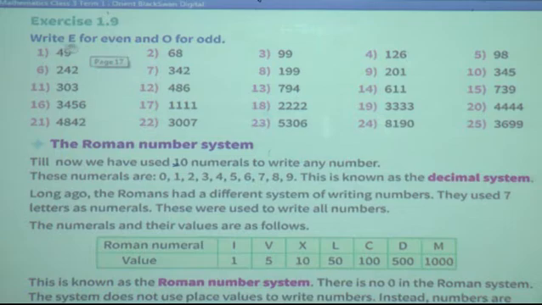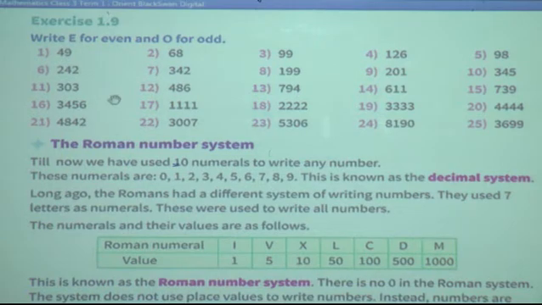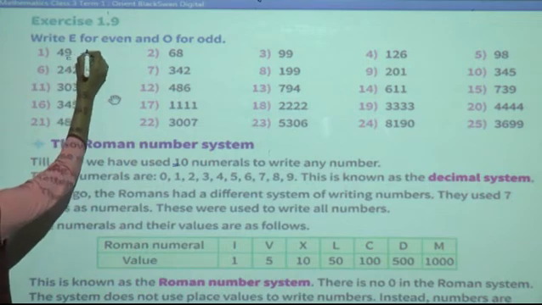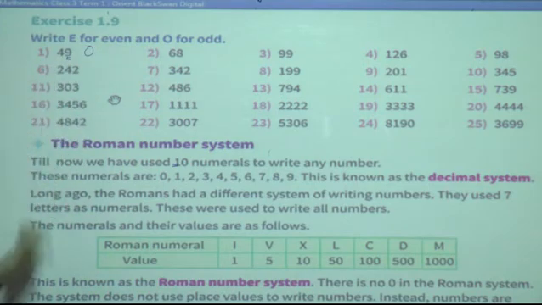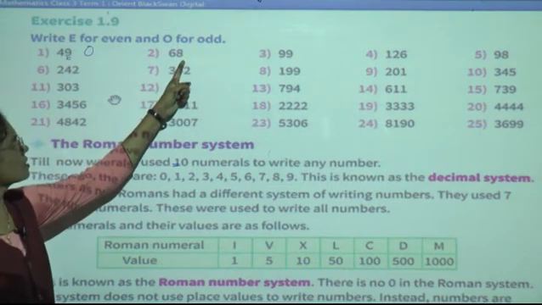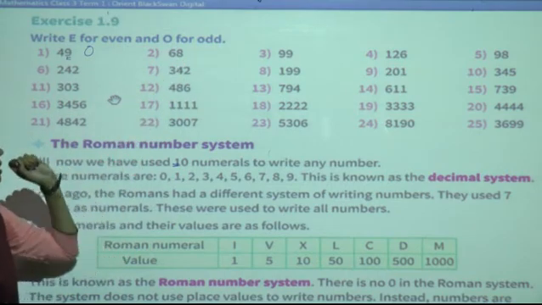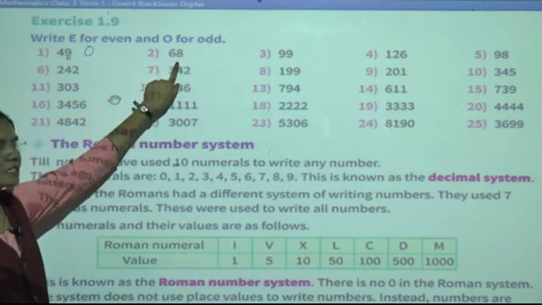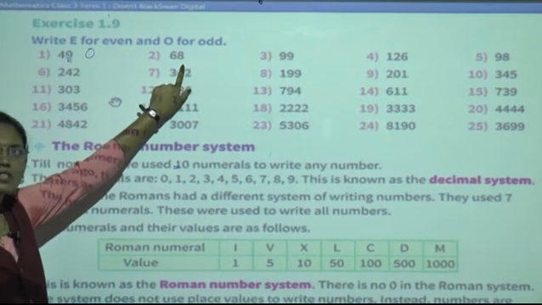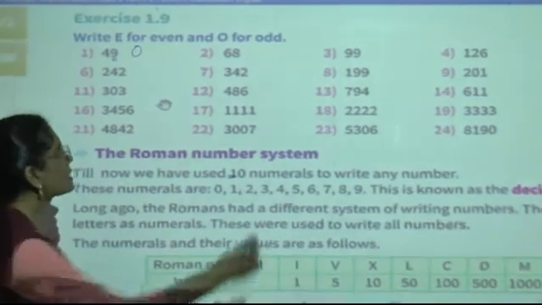Yes, see this 49. In 49, see the last digit at the ones place, which number is there? 9 is there. Yes, so 9 is an odd number. So this 49 is also an odd number. So we will write only O. Okay. Now can you see another example? 68 is there, isn't it? Now see this 68. In 68, at the ones place, which number is there? Yes, 8 is there.